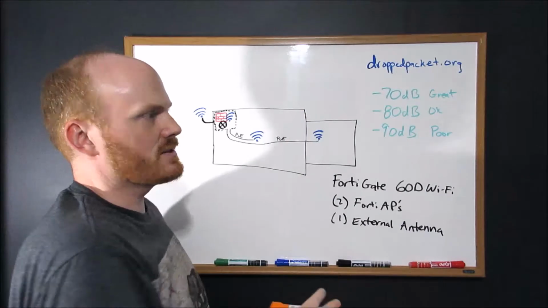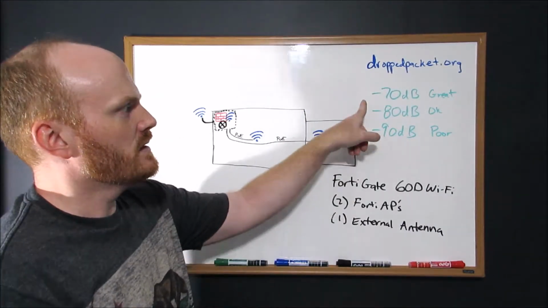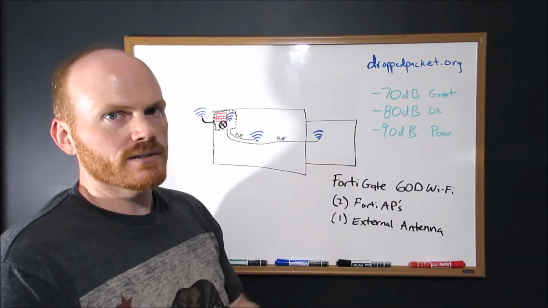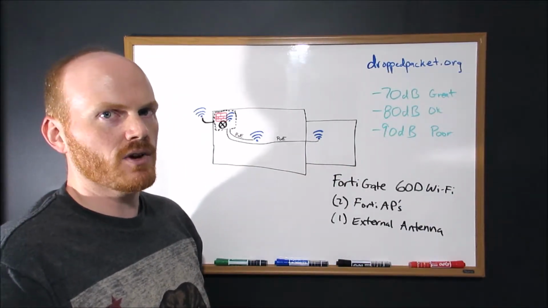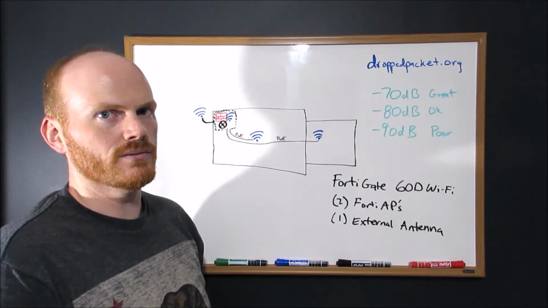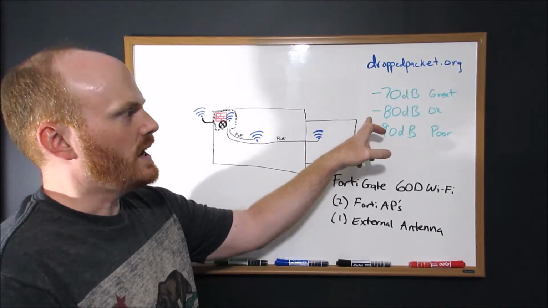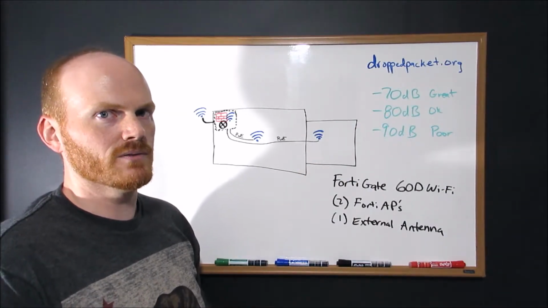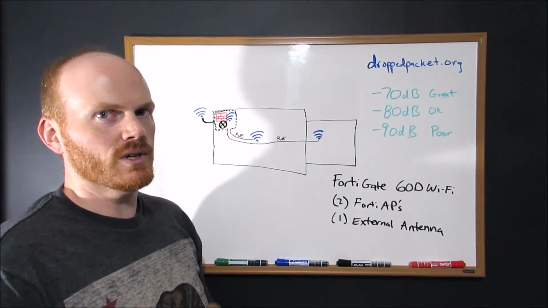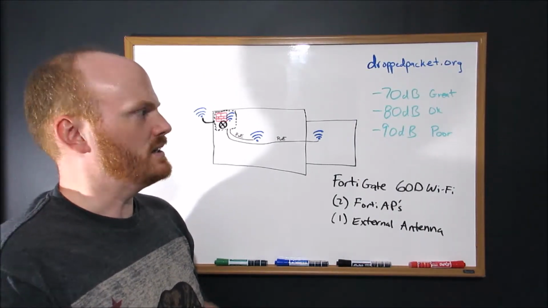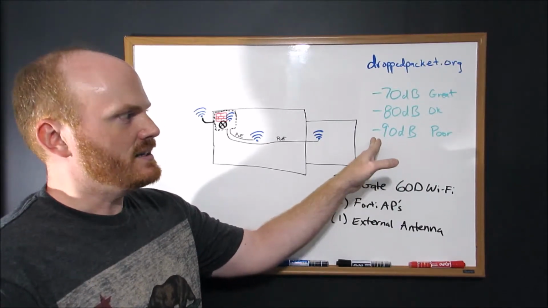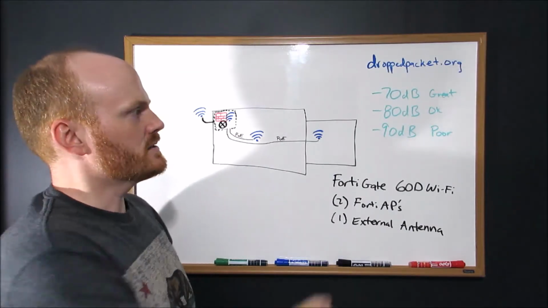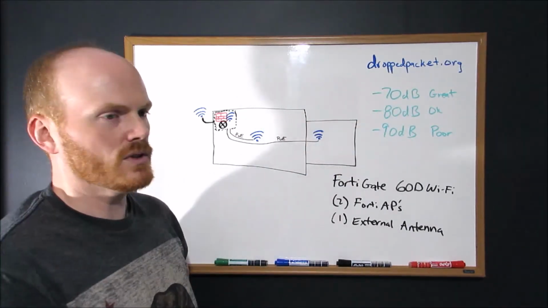For Wi-Fi, these are just general numbers that people go by. If it's 70 dB or stronger, that's considered a great signal. You're not going to have any problems with streaming, audio, video, things like that. 80 dB is okay. You might not necessarily have the greatest experience with VoIP, video, for example, but email and browsing is going to work fine. When you start getting the 90 dB, that's pretty poor signal. You're going to start having problems. So just keep these ranges in mind when we're looking at the screens.